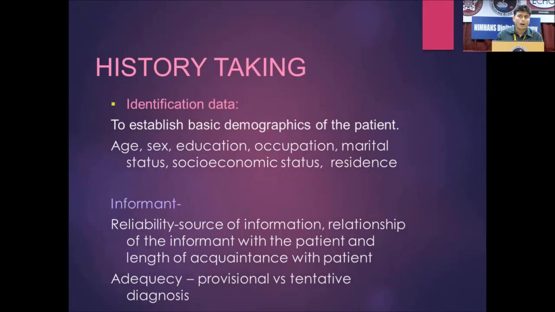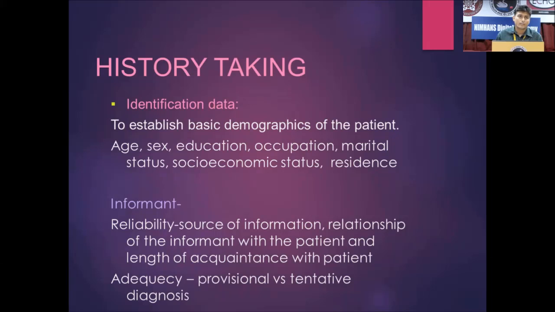These include age, sex. As much as possible, avoid telling the name of the client. When you are presenting, you can use something like Mr. A, like that. Then document the person's education, occupation, marital status, socio-economic status, residence. Then you need to document with whom the information is obtained from the history, like who is giving the history.